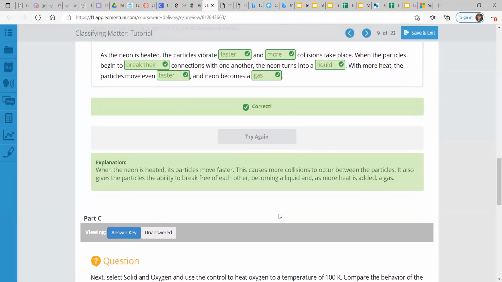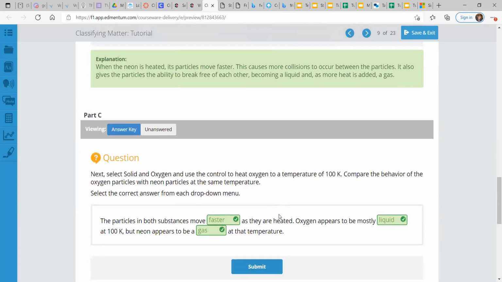So if you heat up a substance, the particles in the substance move faster. This causes more collisions to occur. It gives the particles the ability to break free, becoming a liquid first, and then, as more heat is added, a gas.